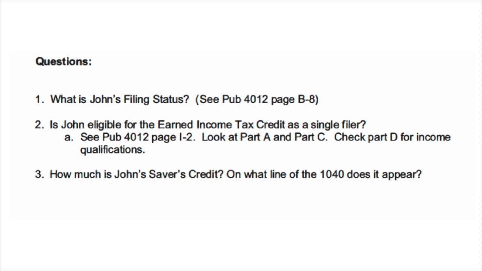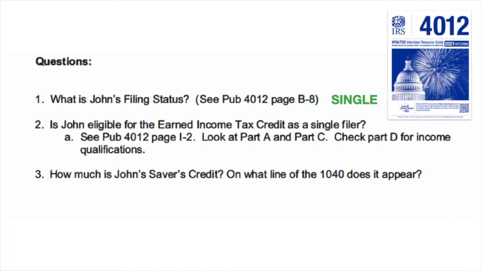Number 1, what is John's filing status? As we discussed earlier, according to John's interview notes, he lives alone and doesn't have any dependents, so his filing status is single. However, if you're unsure about a taxpayer's filing status, you can refer to the Pub 4012, Section B8. Let's look at number 2.